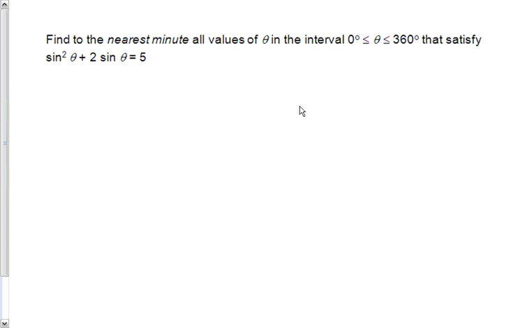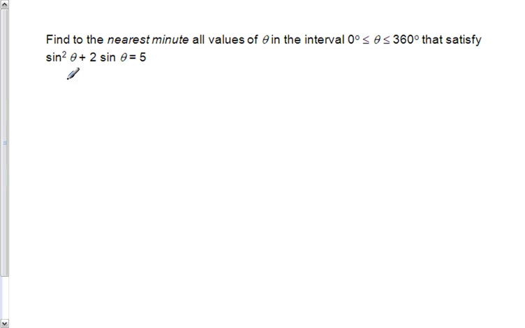Next one on our list, all right? Find to the nearest minute all values of theta between 0 and 360 that satisfy the equation sine squared theta plus 2 sine of theta equals 5. All right, I see nearest minute. Whenever I see that, odds are it is not going to be something nice. So let's see what we can do with this.